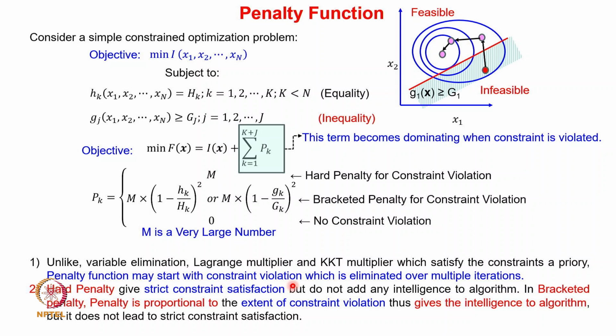Hard penalty gives strict constraint satisfaction, but does not add any intelligence to the algorithm. In bracketed penalty, the penalty is proportional to the extent of constraint violation. Thus, it gives intelligence to the algorithm, but it does not lead to strict constraint satisfaction. That is what I have said initially.